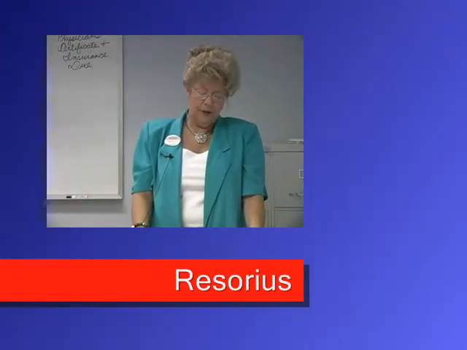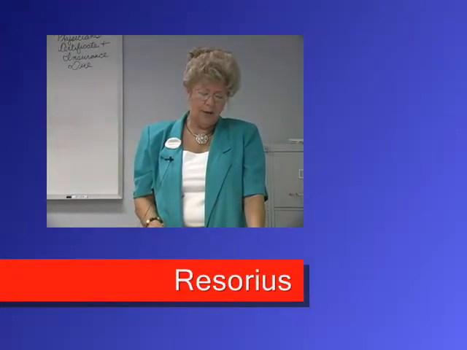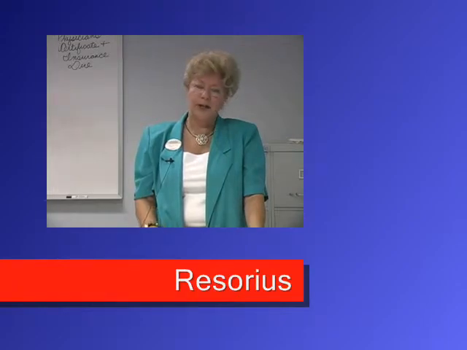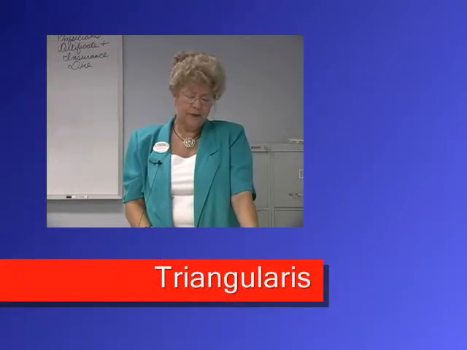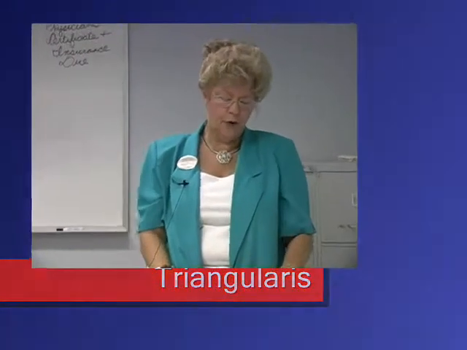Risorius. It's the muscle of the mouth that draws the corner of the mouth out and back, as in grinning. Triangularis. It's the muscle extending alongside the chin. Pulls down the corner of the mouth.